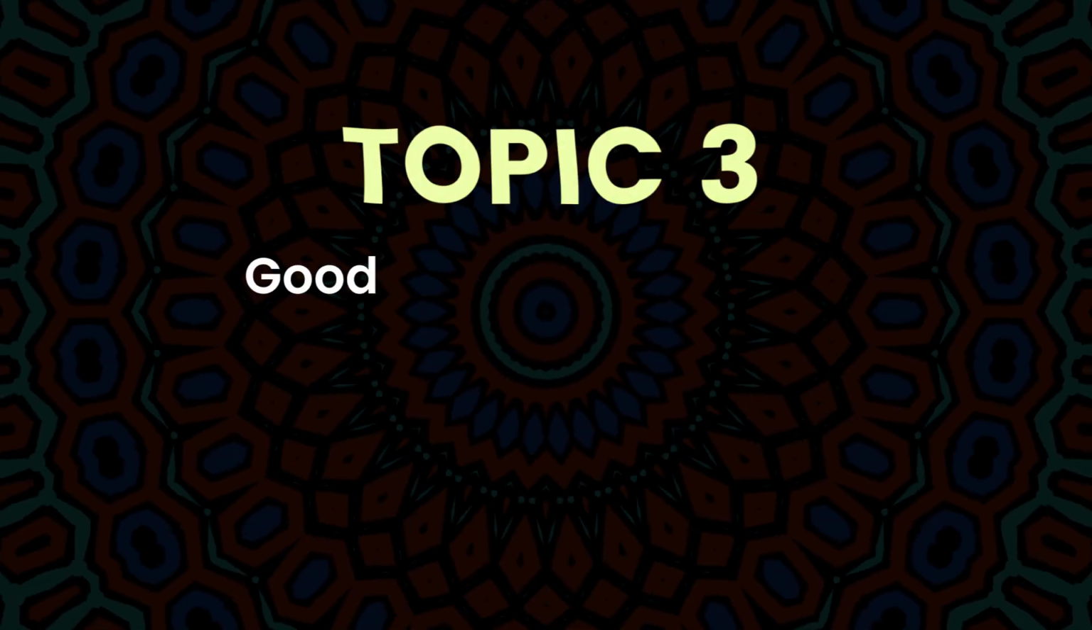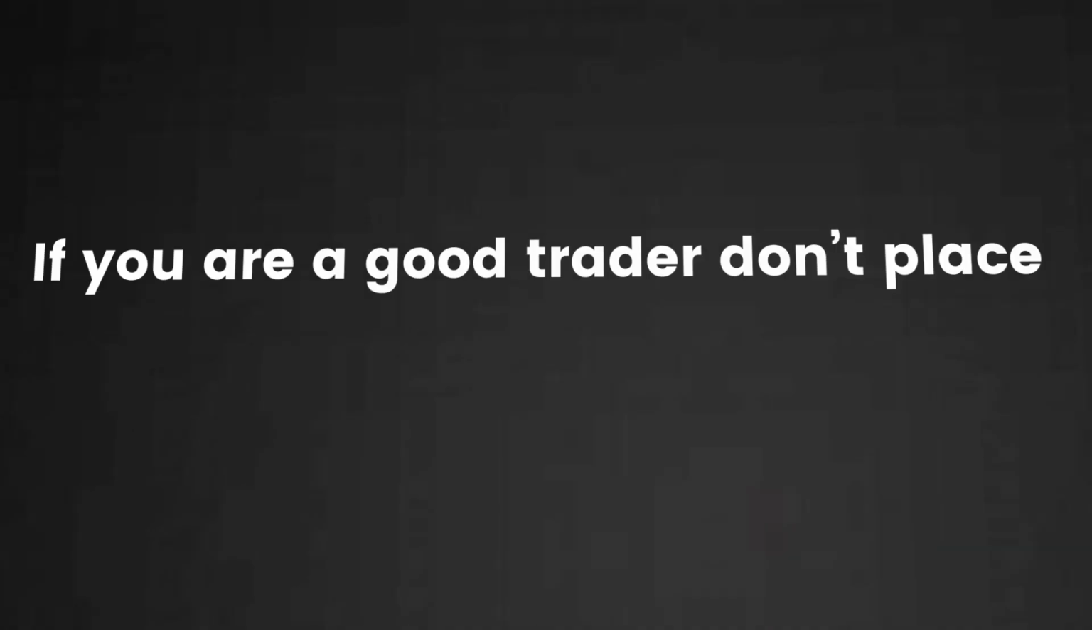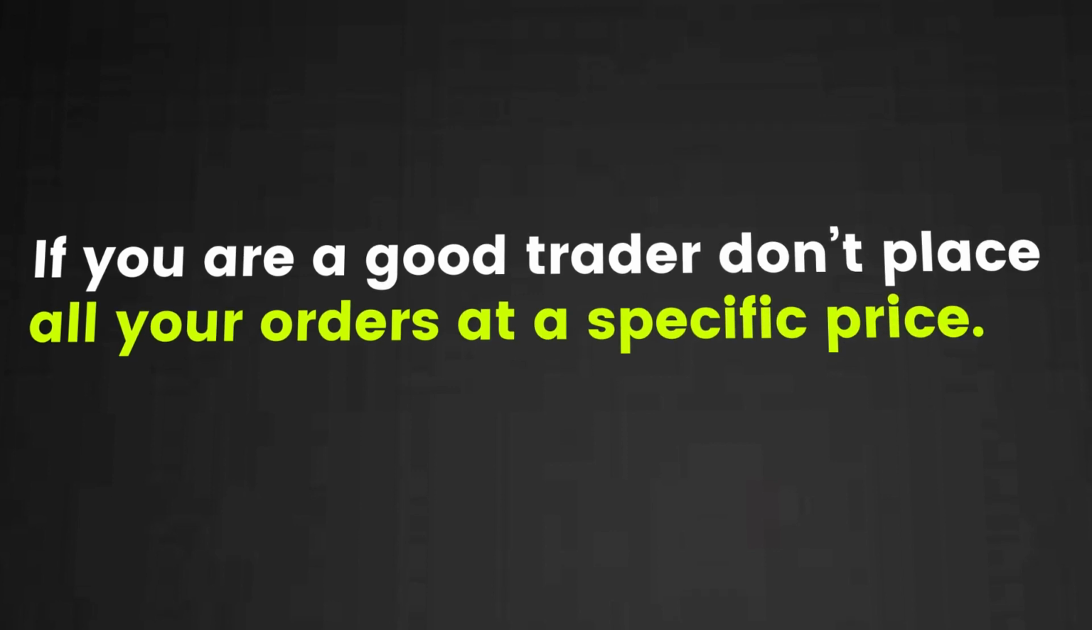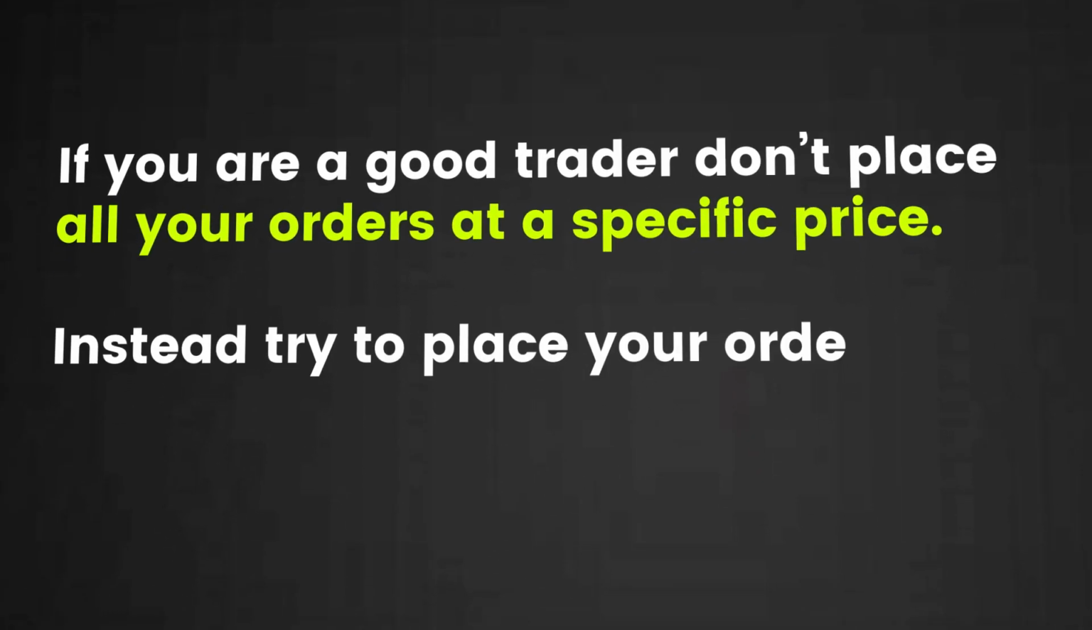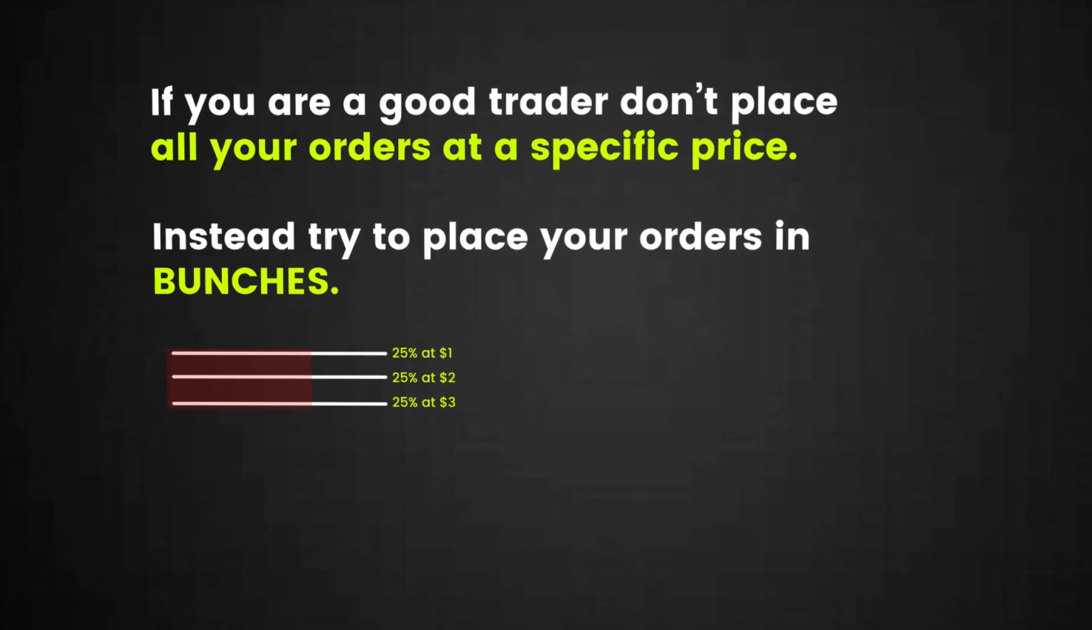So now let's discuss some good trading execution practices. On number 1 we have layering. If you are a good trader, you must not place all your orders at a specific price. Instead you must try to place your orders in bunches. For example, 25% at $1, 25% at $2, 25% at $3.